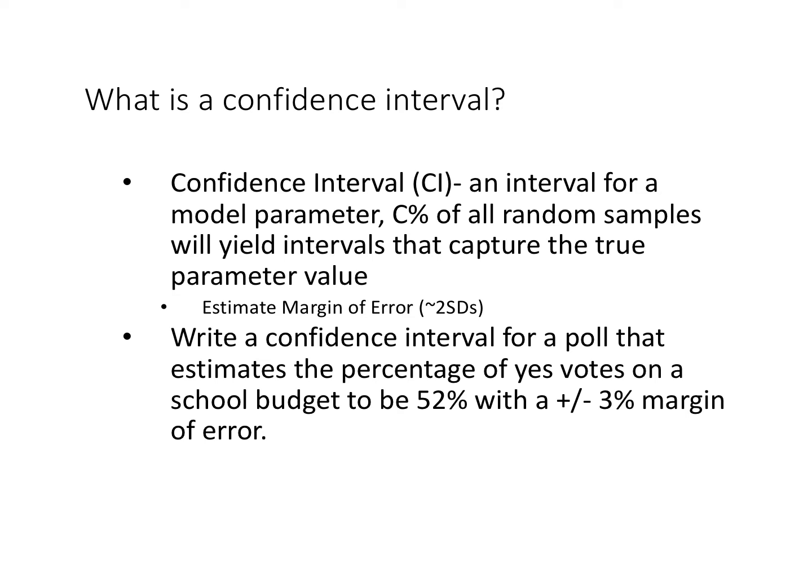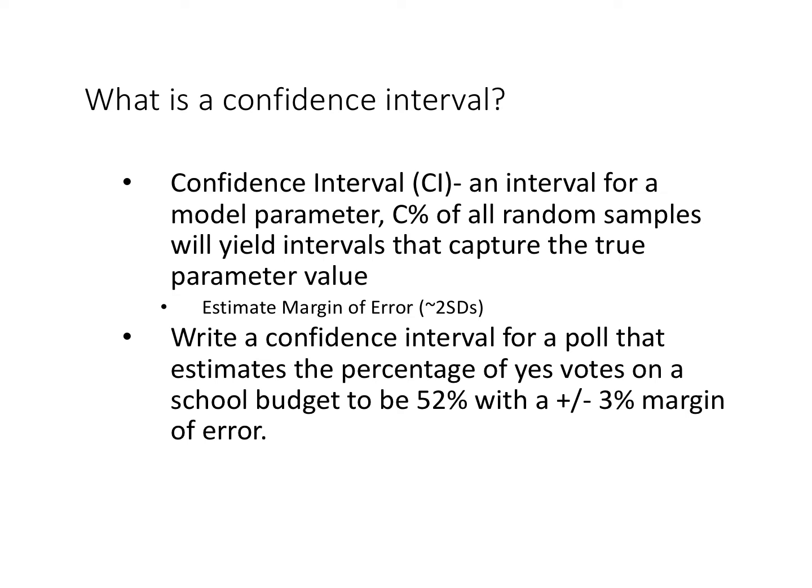We estimate that margin of error, it's about 2 standard deviations, right? Our 68, 95, 99.7 rule tells us that about 95% of the data lies within 2 standard deviations of the mean. So we can estimate that by 2 standard deviations above the mean, and 2 standard deviations below the mean. It's actually exactly 1.96 standard deviations from the mean is 95%.